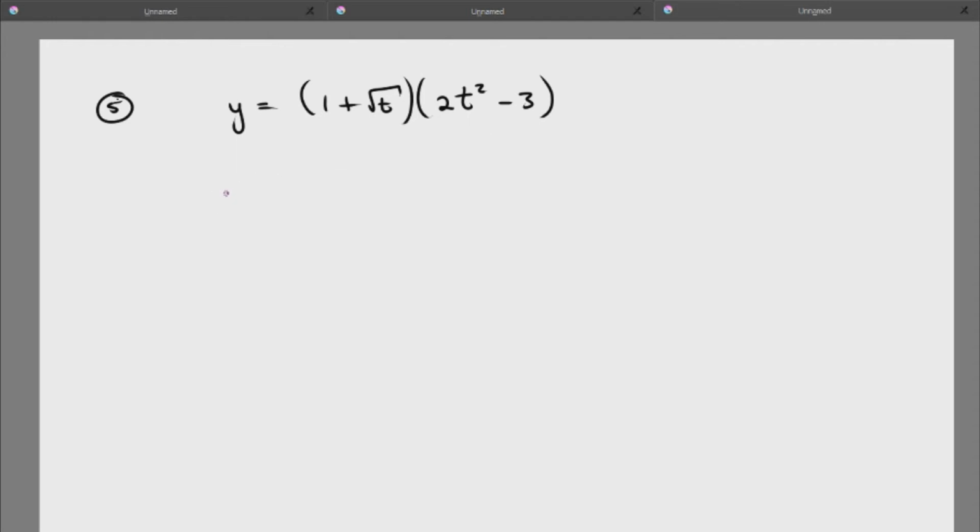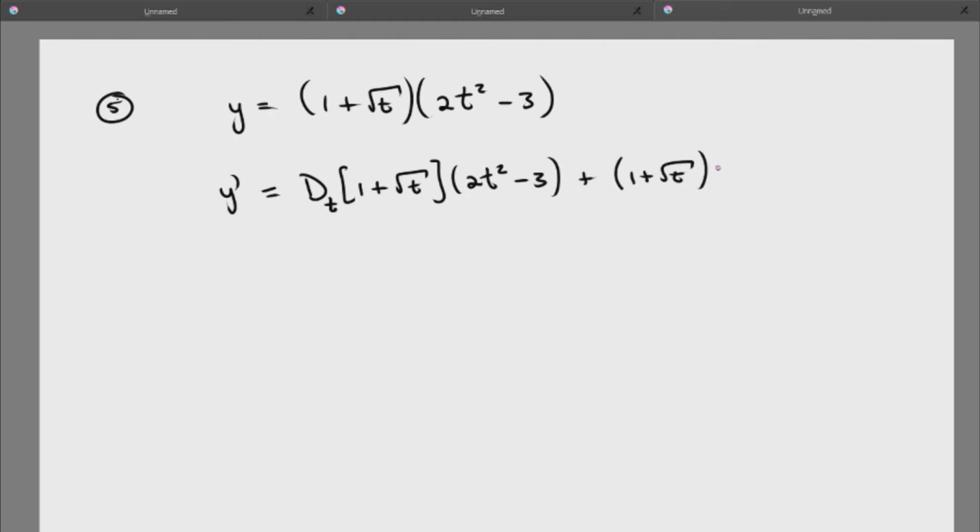So, whoopsie. I want to use the product rule, so I see a first and a second. So it's going to be the derivative of the first. Now make it clear that if you're using the big D notation, the variable has to be the appropriate variable. That's a t in this case. Derivative of the first times the second plus the first times the derivative of the second.